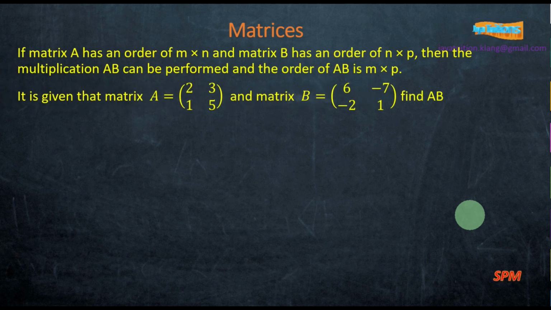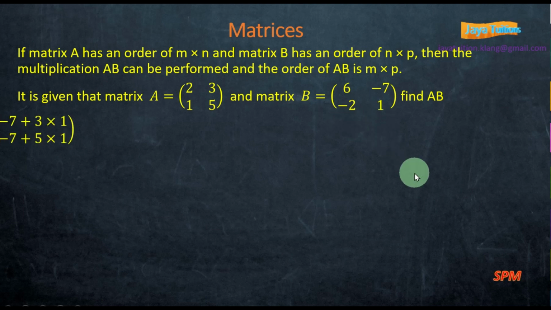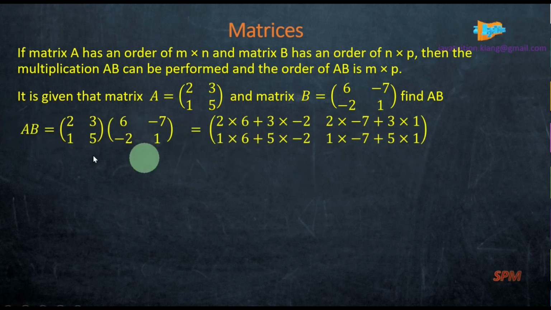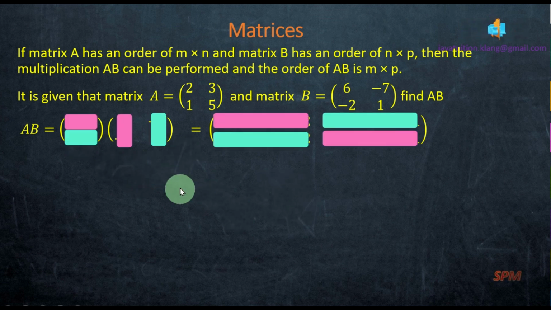Here we are given two matrices, matrix A and matrix B. For simplicity, we have taken only 2 by 2 matrices. Matrix A has the elements 2, 3, 1, 5. Matrix B has elements 6, negative 7, negative 2 and 1. When you multiply A times B, you get this result. But directly understanding this is a little bit complicated. So what we do is we block each and every element now. So just block it out. We are blocking each and every element.